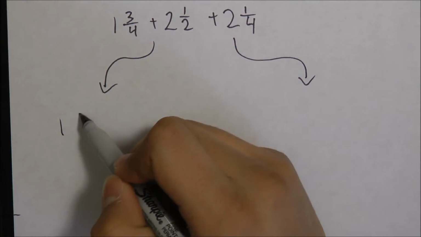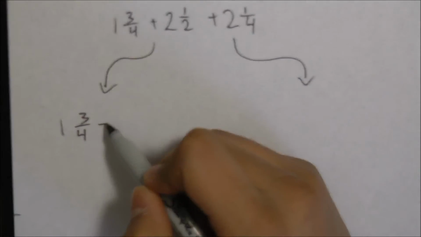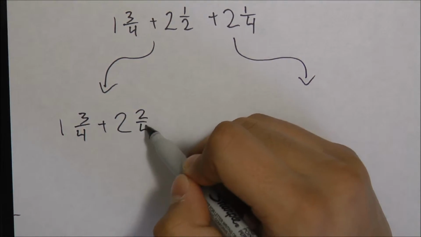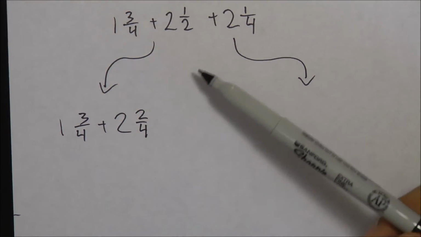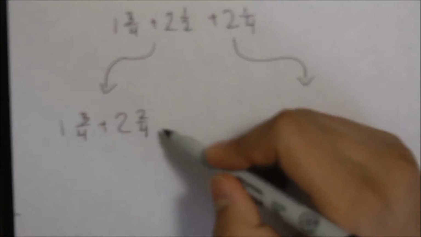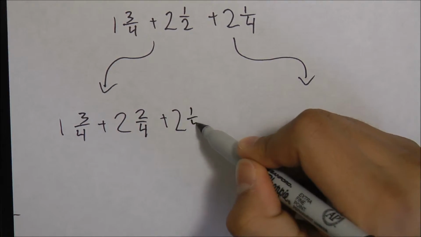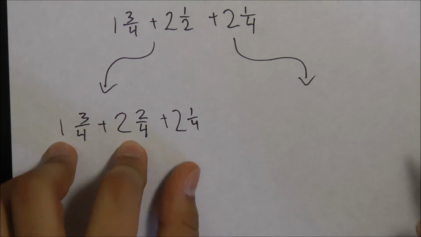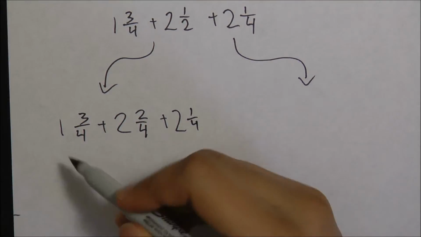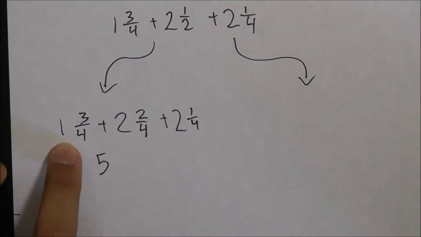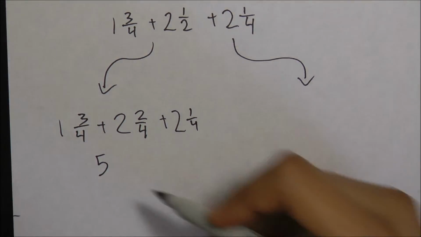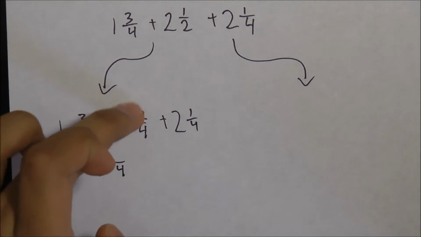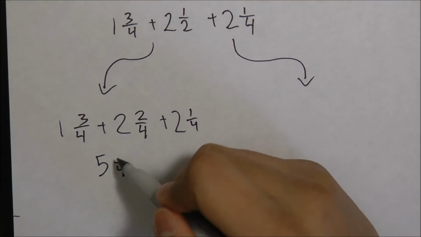So this is 1 3/4. We don't have to change that. We do have to change this to 2 2/4. Remember that 2/4 is the same as 1/2. And keep the 2 1/4. So now we could add all the whole numbers. 1 plus 2 plus 2 is 5. And 3/4 plus 2/4 plus 1/4. The denominator is still 4. So all we have to do is 3 plus 2 plus 1, which is 6.